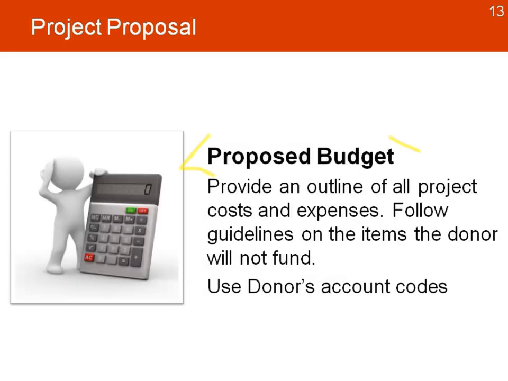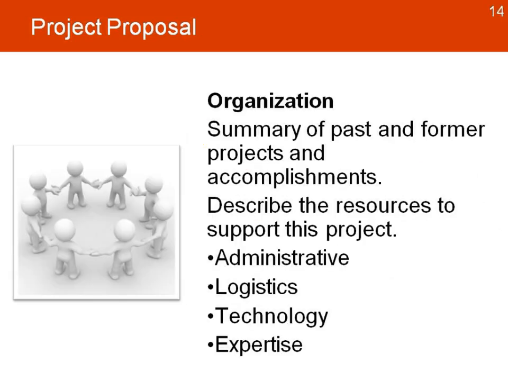The budget will provide an outline of all the project costs and expenses. It must follow guidelines on the items the donor will not fund, and use, in many cases, donor account codes. The proposed budget is a way of helping the donor understand the cost of the project so they can make a better decision in funding it.